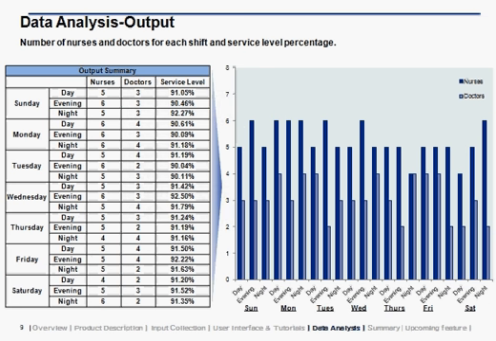Now, this is how our output looks like. Healthier will provide the actual number of nurses and doctors needed for each shift. Also, the service level for each shift will be provided.